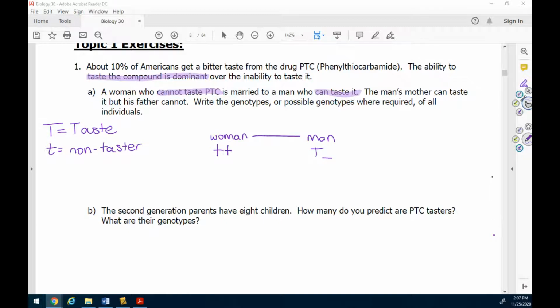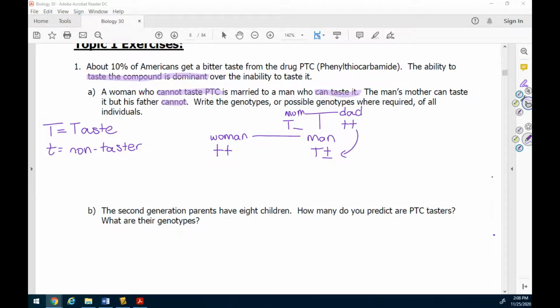The man's mother can taste it, but his father cannot. So I'm going to add on his mom and dad. His mother can taste it, so she has a capital T in her genotype. His dad cannot taste it, so he's going to have 2 little t's. Now we know what the man's other allele is because he has to get 1 allele from his father.